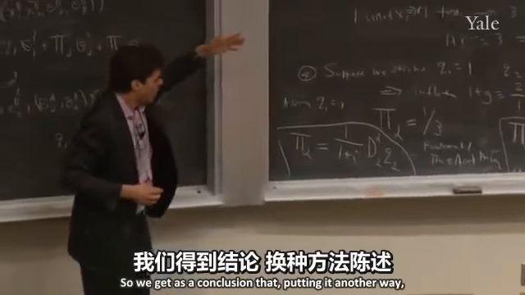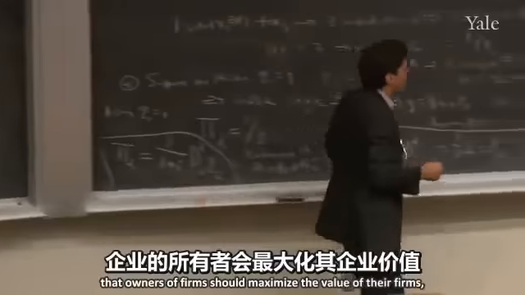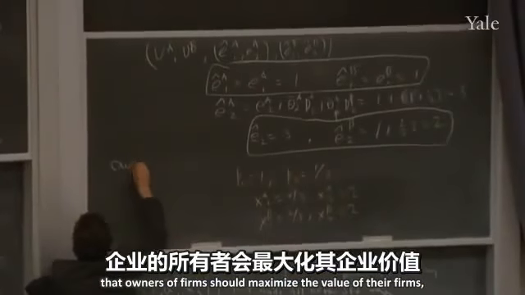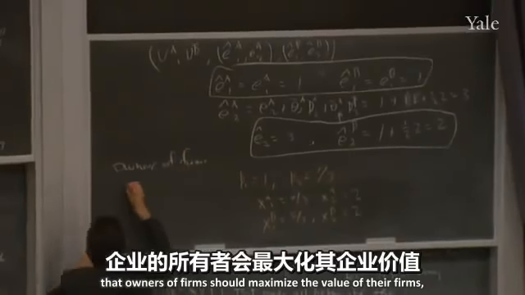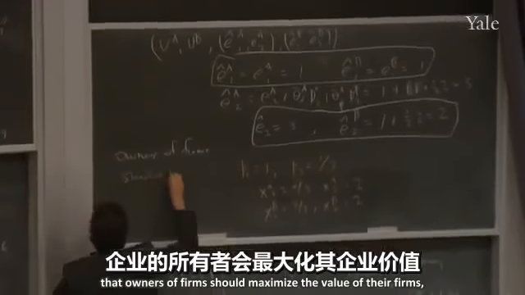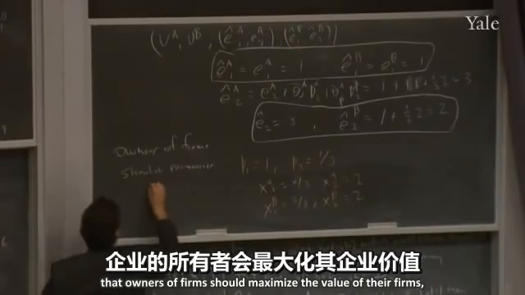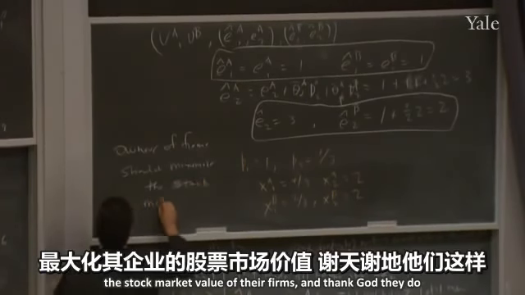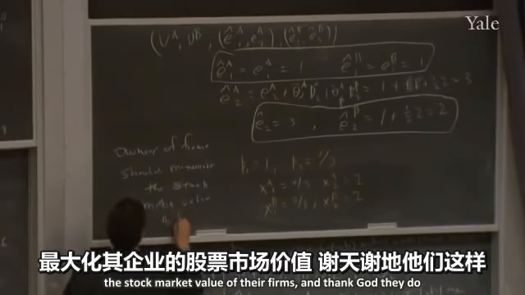Okay? So we get as a conclusion, putting it another way, that owners of firms should maximize the value of their firms, the stock market value of their firms.